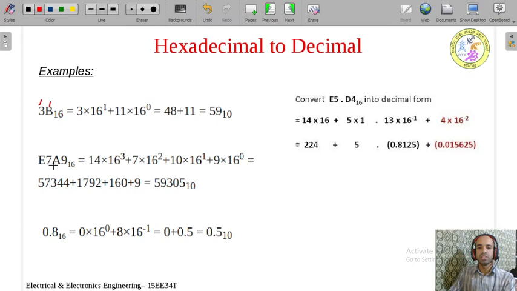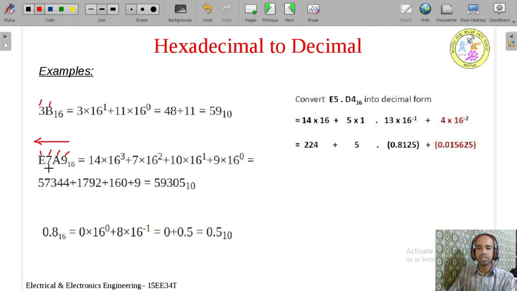Similarly we have E7A9 as the second example. Multiply with 16 power 0, 16 power 1, 16 power 2, 16 power 3. Only the integer part is there, so you take positive powers of 16. You should remember that you move the powers of 16 in this direction, starting from the right side, not starting from the left side.